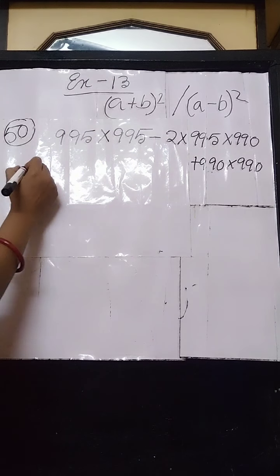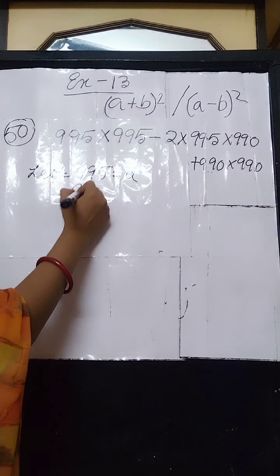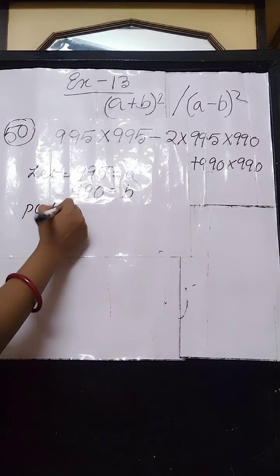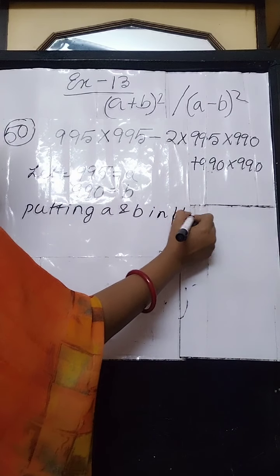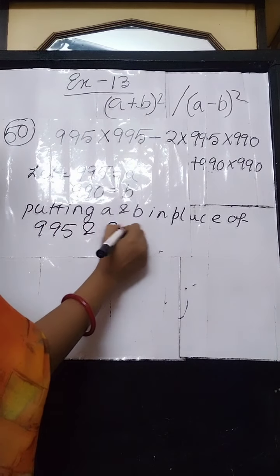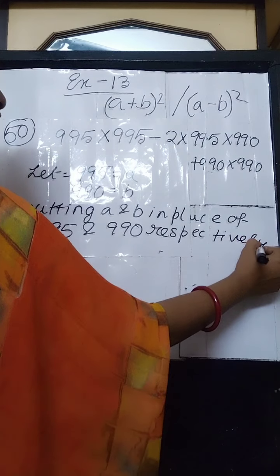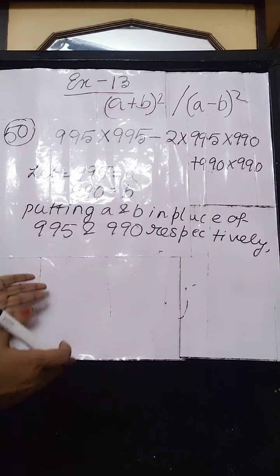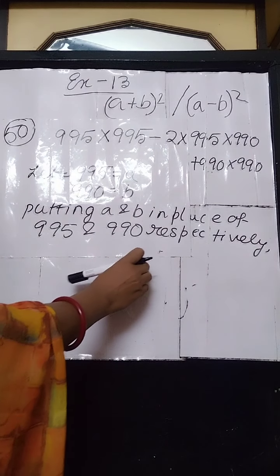Now here let us take 995 as A and 990 as B. Then putting A and B in place of 995 and 990 respectively, we get this line. You have to write this line, which I had not written in the previous sum, but in this sum I have written it. I will solve it in the class also, and I will provide a PDF where I will write this line. So writing this line is mandatory.